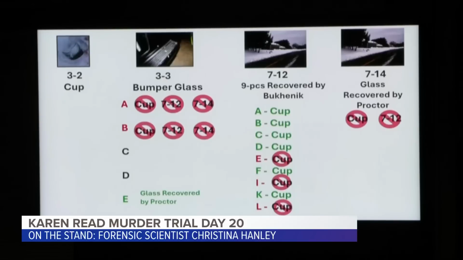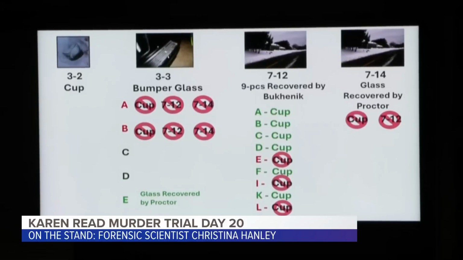Moving back to category 2, however, there was one thing, item E, that did match something in this series of categories. Isn't that right? Not a physical match, but instrumentally there was consistency. All right. And this is the only piece of bumper glass to match anything else in your analysis. Matched what? What was consistent with what?